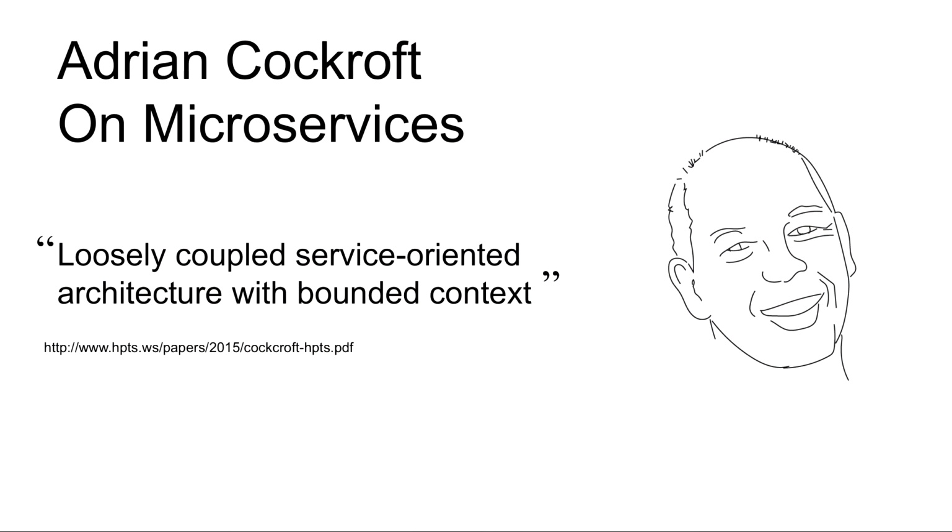Here's a third view, from an implementer, Adrian Cockcroft, who worked at Netflix. In one of his presentations, he tries to define microservices. And now we actually have a nice, tight, constrained definition: loosely coupled service-oriented architecture with bounded context. So that's useful, right? Now we have something that I can put on a bumper sticker.